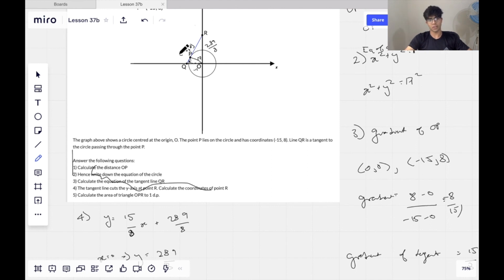They'll tell you the point. You find the gradient of this line, and you know the gradient of the tangent, and you know the point it passes through. So bish bash bosh, you've got your equation of the tangent.